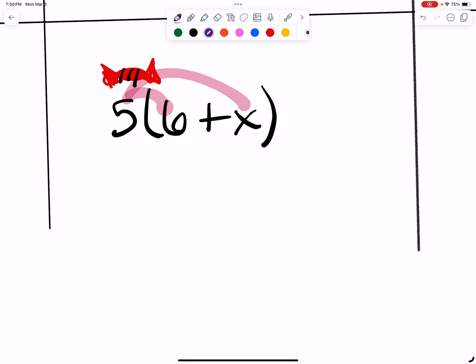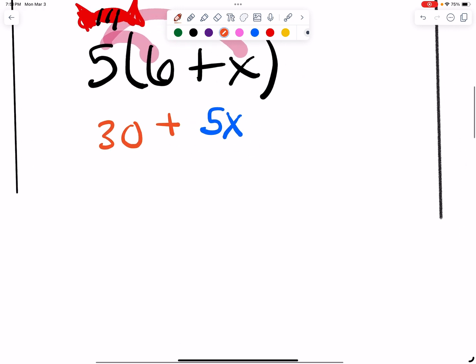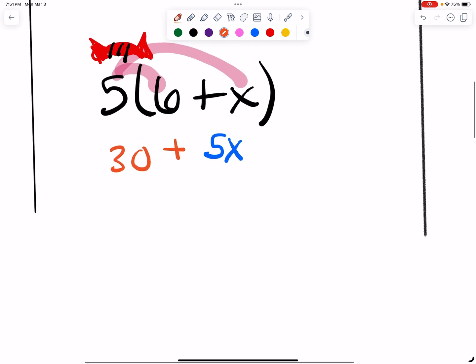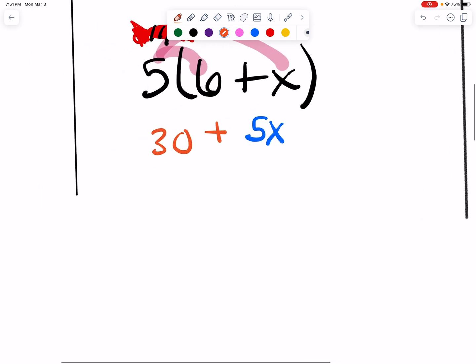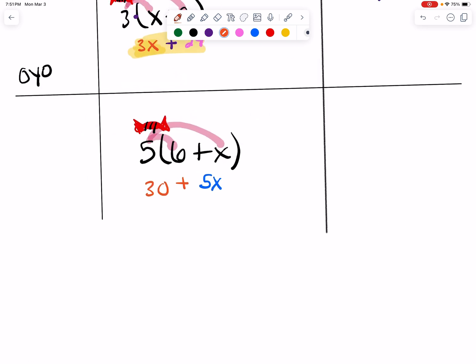And when you have a number next to parentheses, it means to multiply. So 5 times 6 is 30. And 5 times x is 5x. And what function am I doing? I am doing add. So I'm just going to bring it down. And because they're not the same like terms, you cannot go any lower than that. So that's your simplified answer. Okay? All right, let's try another one.